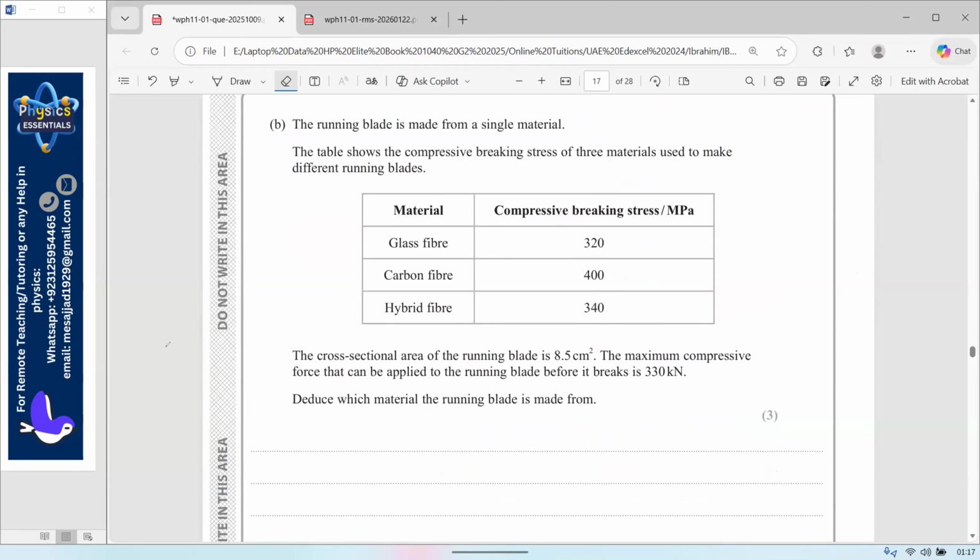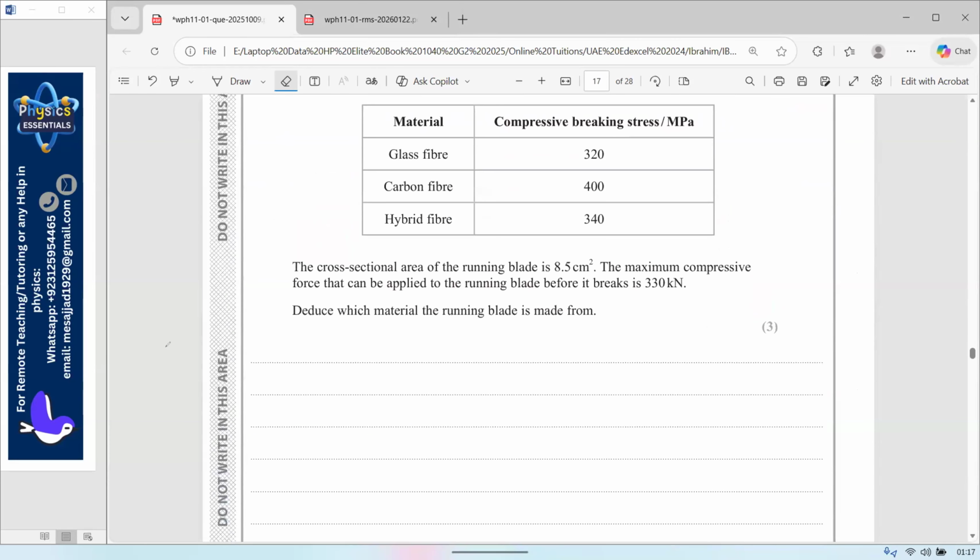B. The running blade is made from a single material. The table shows the compressive breaking stress of the three materials used to make the different running blades. The cross-sectional area of the running blade is 8.5 centimeters squared. The maximum compressive force that can be applied to the running blade before it breaks is 330 kilonewton. Determine which material the running blade is made from. I believe it's a very easy question.